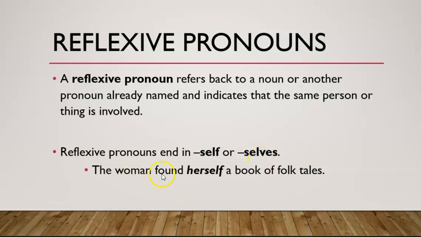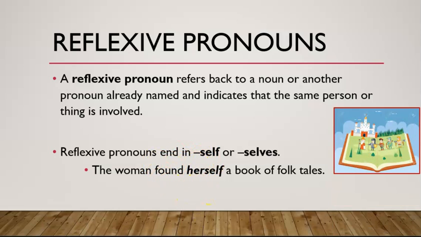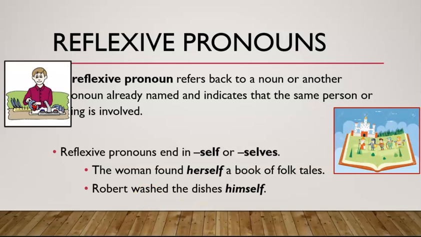So one example, the woman found herself a book of folk tales. So this is emphasizing that it was the woman who found it for herself, like she did it on her own. And then Robert washed the dishes himself. So again, emphasizing that he's the one who did the work.